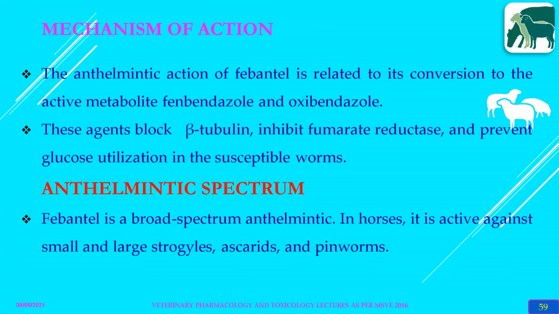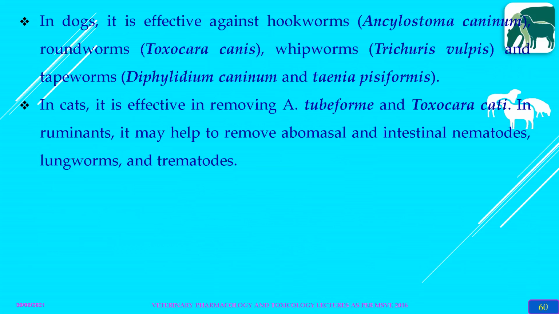It's very similar to that of the metabolites, especially fenbendazole. Of course, it is effective against the small and large strongyles, ascarids, and pinworms in horses, and also in cattle. In dogs, it is effective against the hookworms, Ancylostoma caninum, the roundworm, Toxocara canis, the whipworms, Trichuris vulpis, and the tapeworms, Dipylidium caninum and Taenia pisiformis. So these are all the drugs.